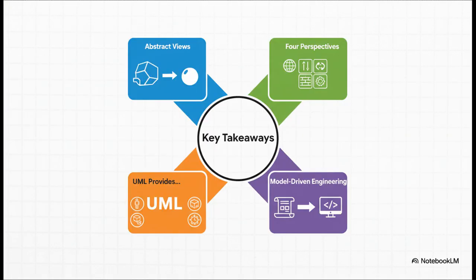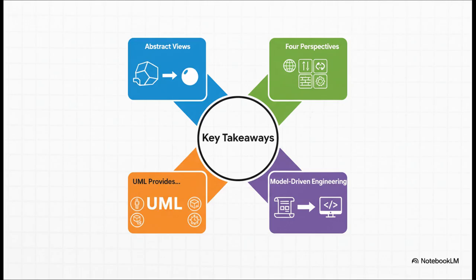All right, let's wrap this up. What are the big takeaways? First, models are all about creating simple, abstract views to handle complexity. Second, we look at a system from 4 main angles: its context, its interactions, its structure, and its behavior. Third, we use a standard toolkit, UML, with things like use case and class diagrams to draw these models. And finally, all of this is pushing us towards a future of model-driven engineering, where our blueprints can actually help build the house.